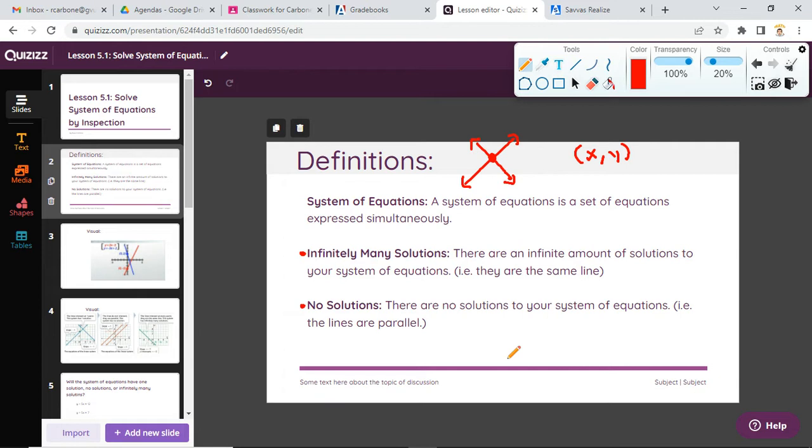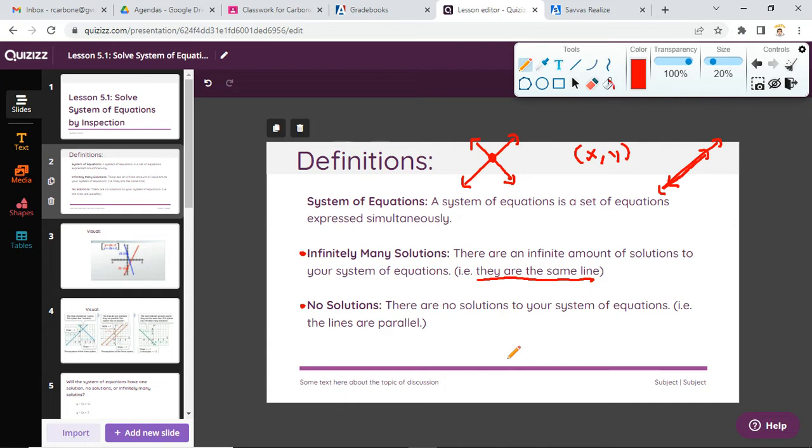So if you have infinitely many solutions, that means there are an infinite amount of solutions to your system of equations. And think about it. When can you have two lines that intersect infinitely many times? Well, what that would mean is they are literally the same line, or they're laying on top of each other like so. So what's really important here is that if you have infinitely many solutions, you have the exact same line.